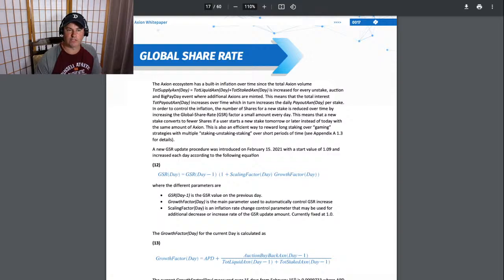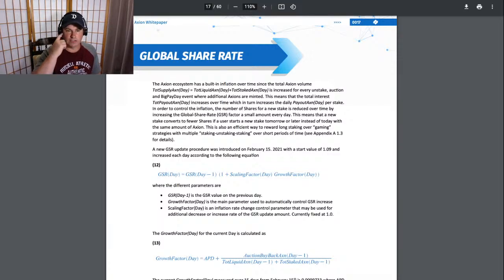In order to control inflation, the number of shares for a new stake is reduced over time by increasing the global share rate factor a small amount every day. This means that a new stake converts to fewer shares if a user starts a new stake tomorrow or at a later date instead of today with the same amount of Axions. So basically, it's better to stake today than it is, say, in a month's time because the share rate is going to go up every day pretty much.